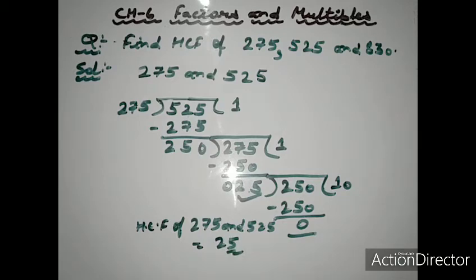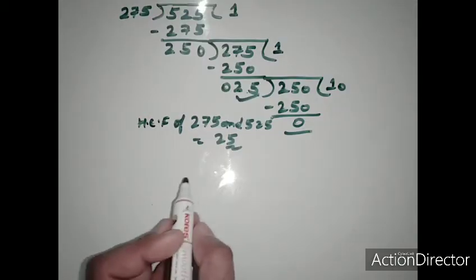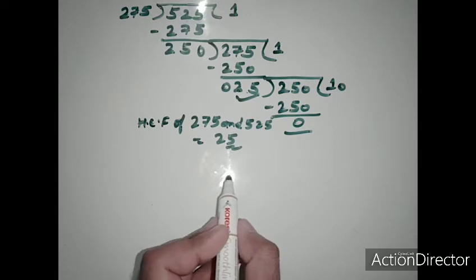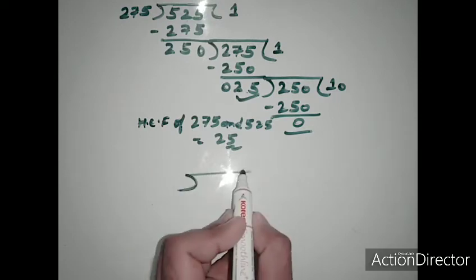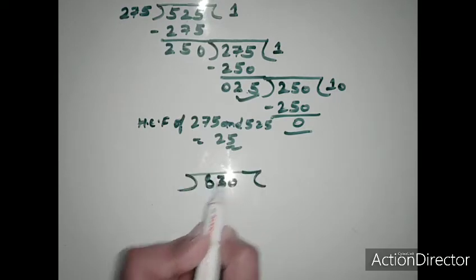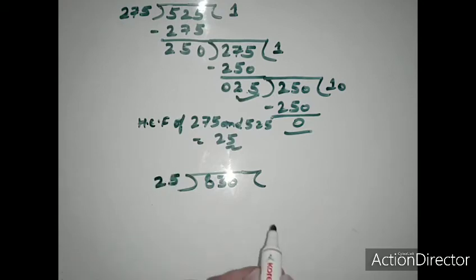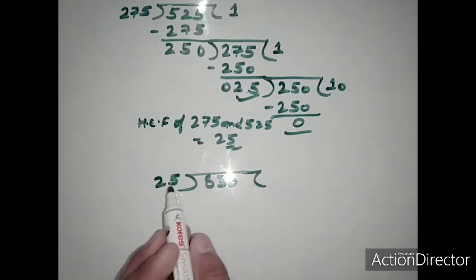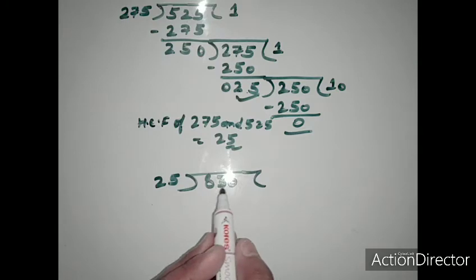Now we divide 830 by 25. Okay, so how many times is it divisible by 25?